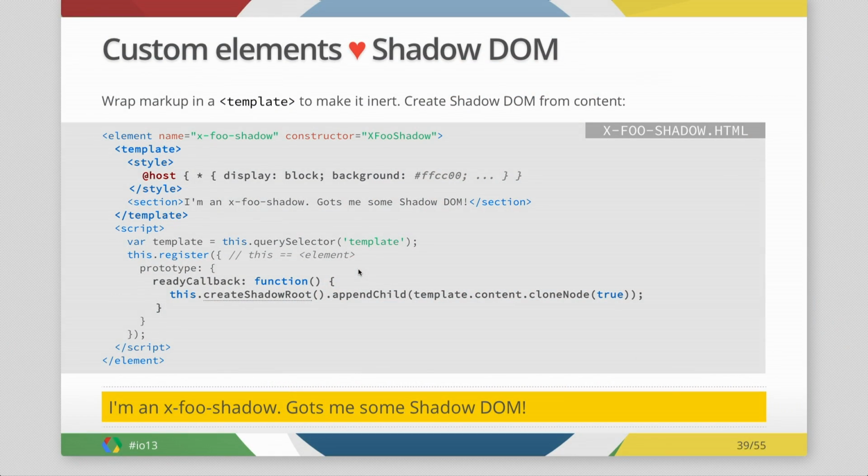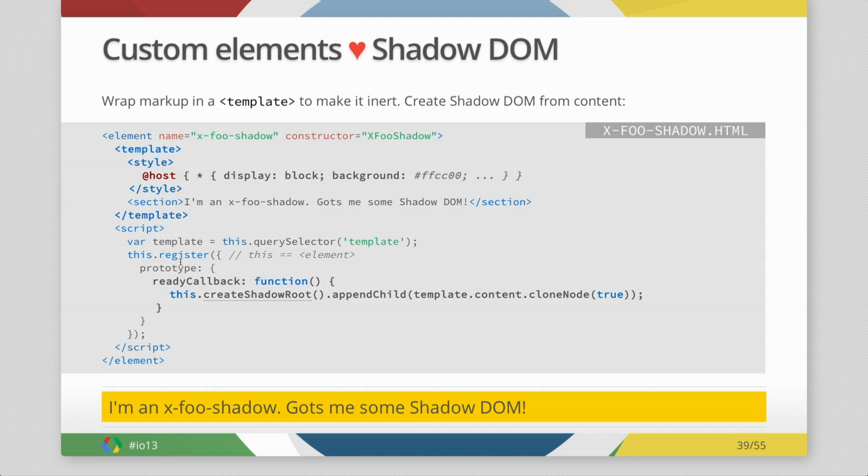If I want to encapsulate my markup and hide it in Shadow DOM so people can't traverse into it, I basically set up a template. So I'm using HTML templates inside of my custom element definition. You can see that I'm using the @host @ rule to style my element in a certain way. In this case, I'm saying, please be display block by default, and also have a yellow background. So I'm just styling my x-foo-shadow tag to have these default styles. I have some markup in here.